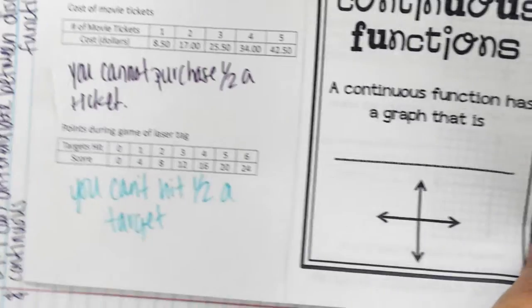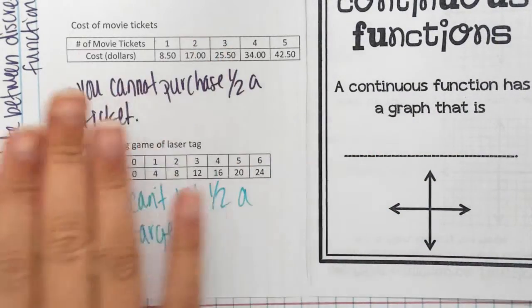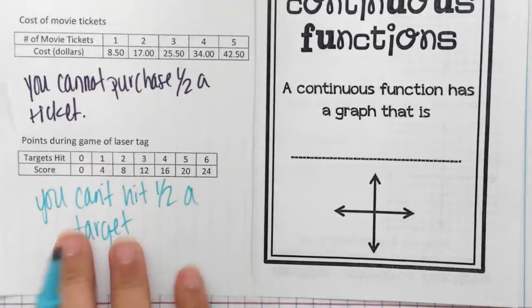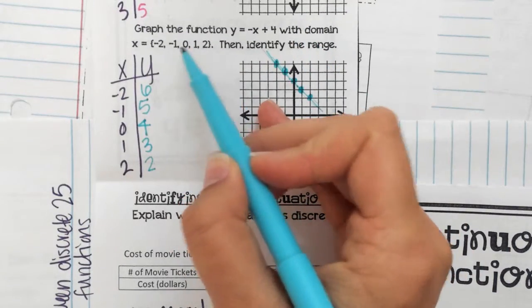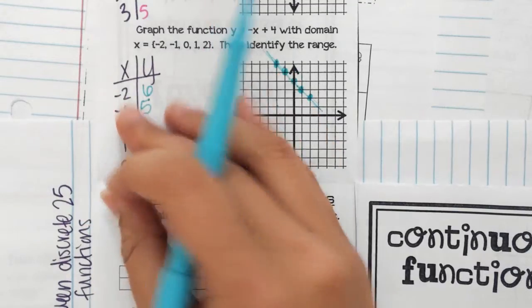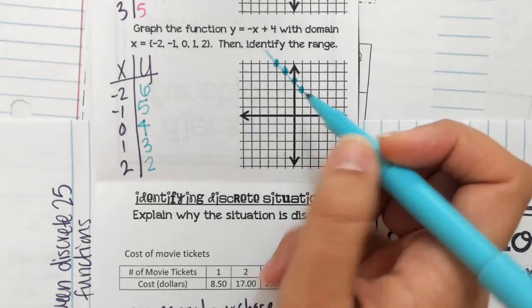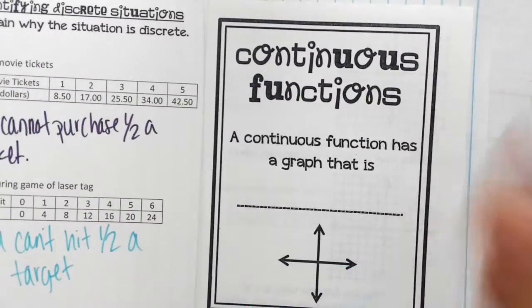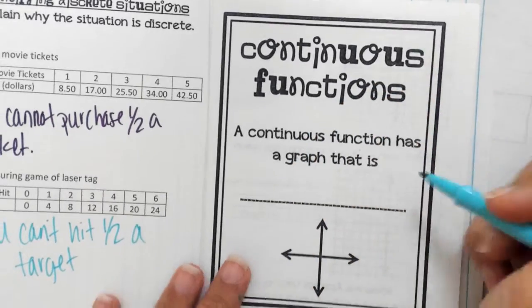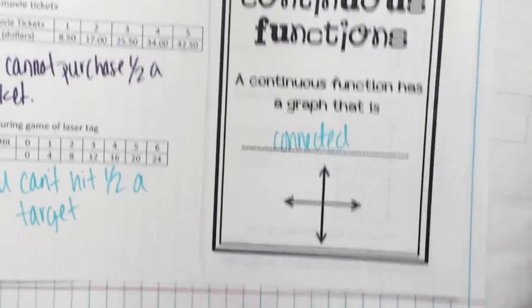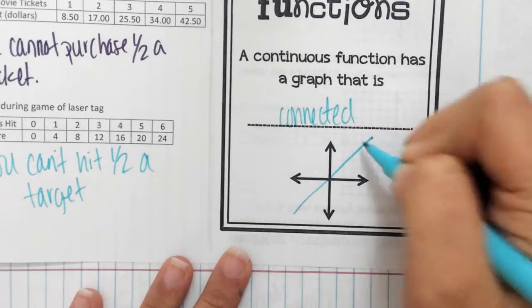All right. So now, does anybody have any questions on discrete? Fantastic. Let's look at continuous. Also, did you notice that when we listed the domain, they were set numbers? That's very important. The range would also be set numbers. It would not be all the numbers between 6 and 2. It would be set numbers. All right. Continuous functions. A continuous function has a graph that is connected. So instead of distinct dots, it would be a line.